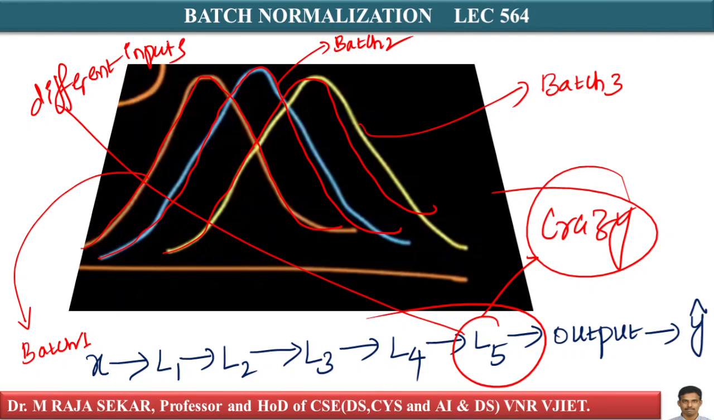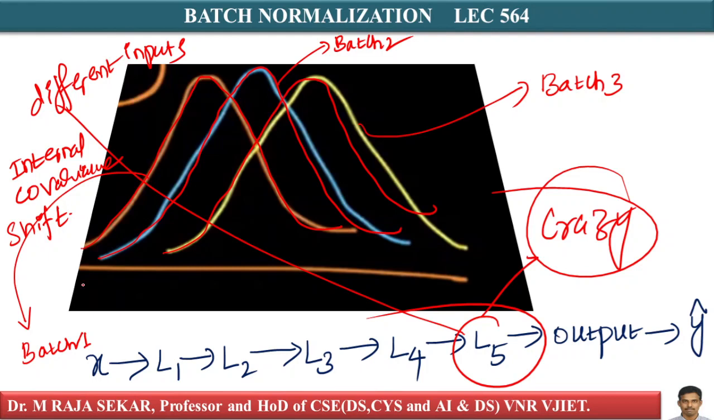What is this problem called? This problem is what we discussed in the last class: internal covariance shift. Sometimes people call it covariate shift. Very simple. Internal means within the network. Here you are seeing the problem within the network, isn't it?